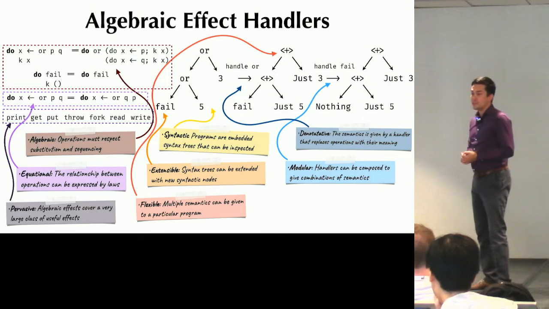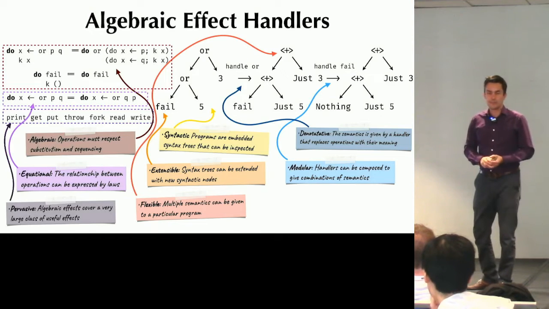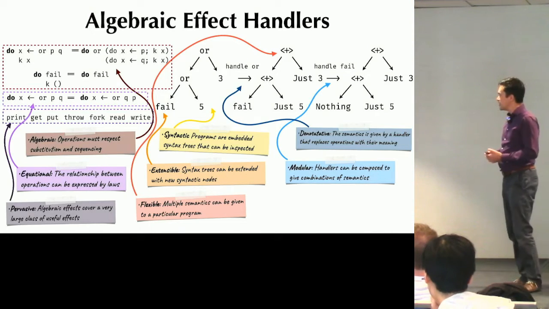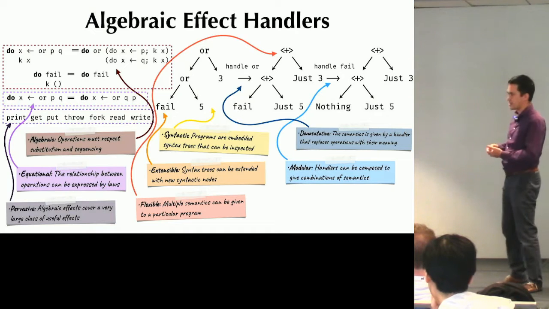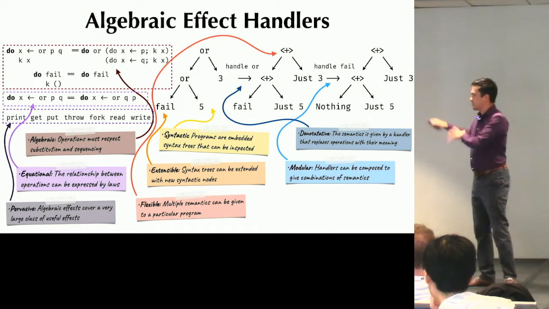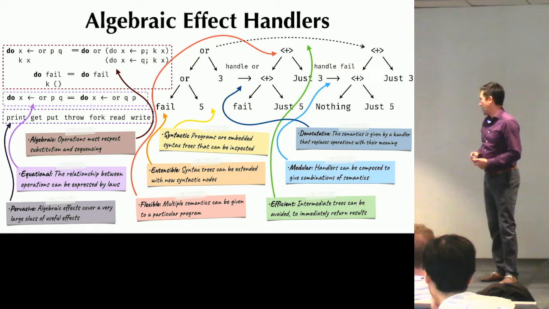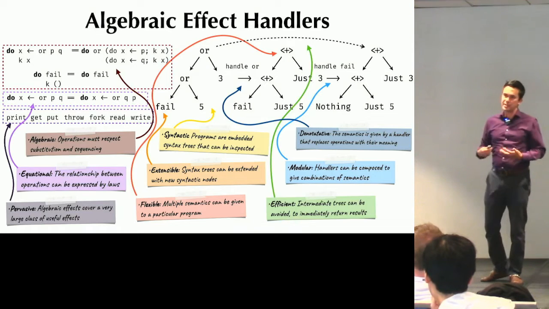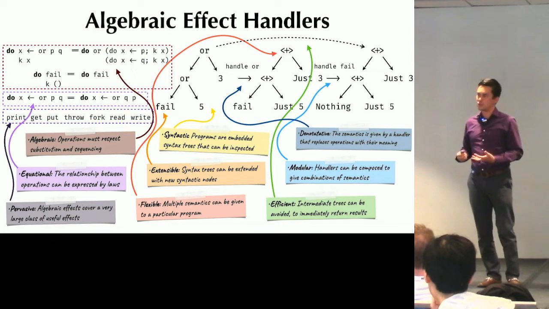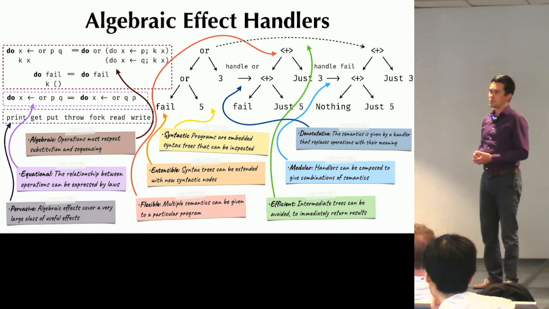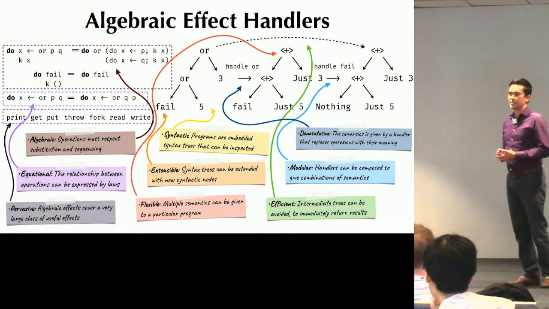Another thing is that they're pervasive, by which I mean there are lots of different effects in play. So printing, getting, putting, throwing, forking, reading, and writing. It sounds like Daft Punk. You can do lots with these kinds of things. And finally, they're efficient. So the theory tells us that there's a way of doing fusion over trees, and that plays well with all of this as well. So there are lots of reasons why people get excited about algebraic effect handlers.